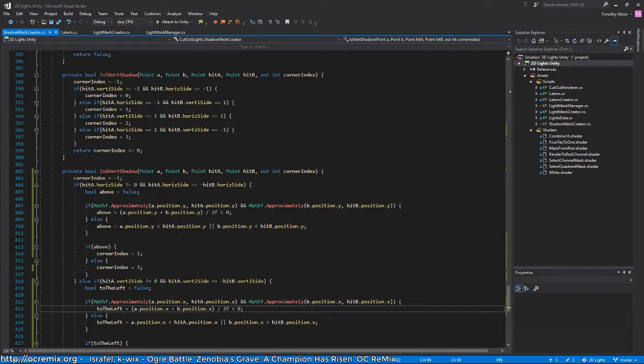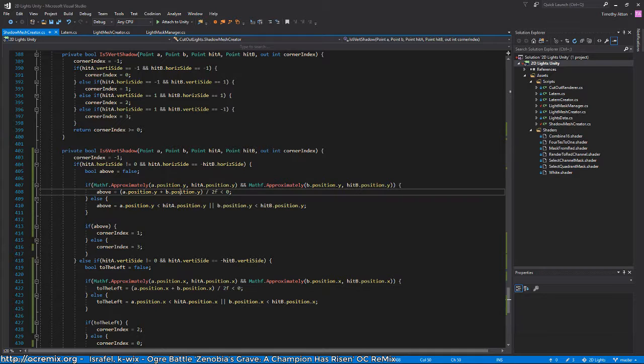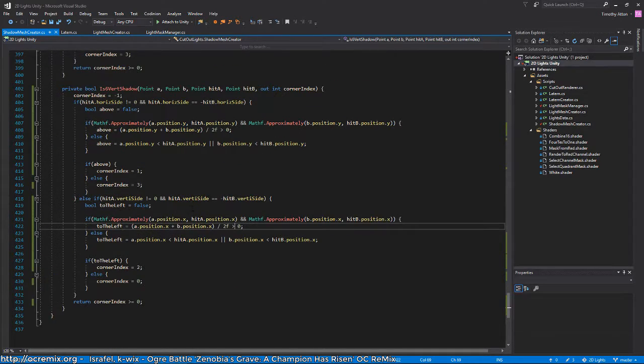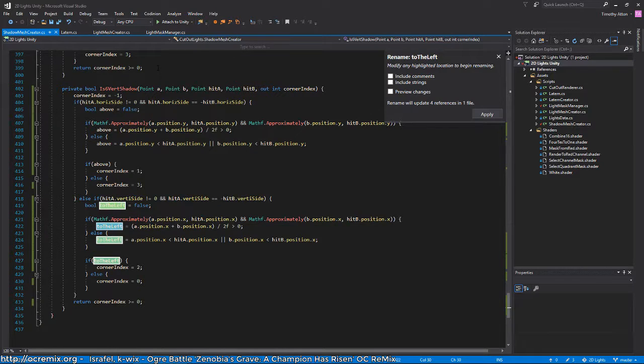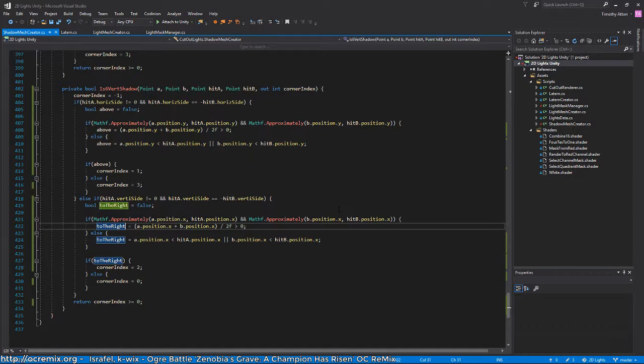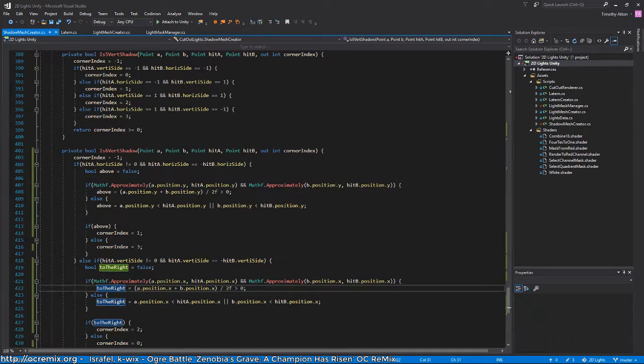Okay, so if they're on opposite horizontal sides, then we test their Y positions, and if they're about the same, we need to go based on whether the average is above or below the light. So if the average is above, then this would be positive. And if it's to the left, well, this is actually backwards, isn't it? Yeah, this variable should just be called to the right, because the second corner, or corner number 2, is the top right. Okay, so the naming was backwards.